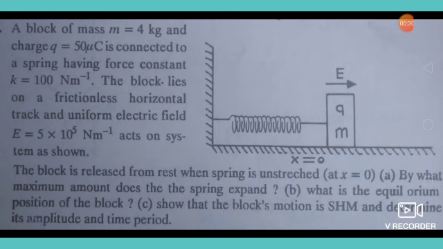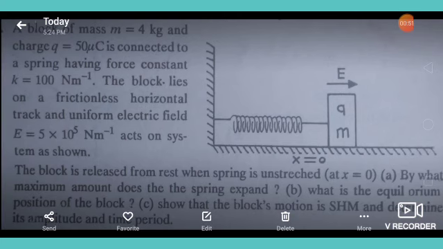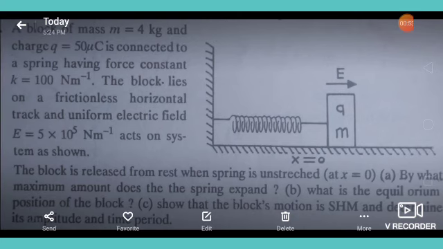The block is released from rest when the spring is unstretched, that is at x = 0. (a) By what maximum amount does the spring expand? (b) What is the equilibrium position of the block? (c) Show that the block's motion is SHM and determine its amplitude and time period.